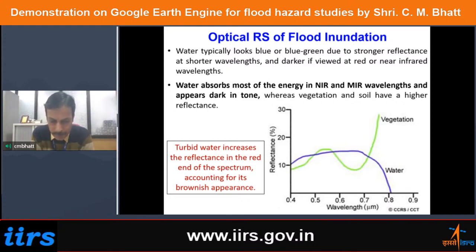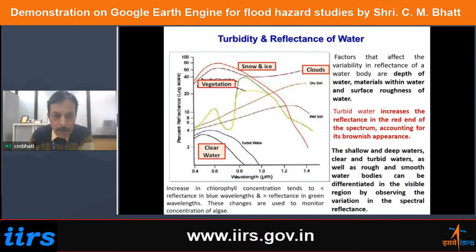Turbid water increases the reflectance in the red end of the spectrum, and therefore the water appears brownish. These are some of the graphs showing how clear water and turbid waters differ. Because the water is agitated, the reflectance increases. It has a higher reflectance compared to the clear water. The trend is almost similar, but there are other factors which also affect the reflectance of the water.